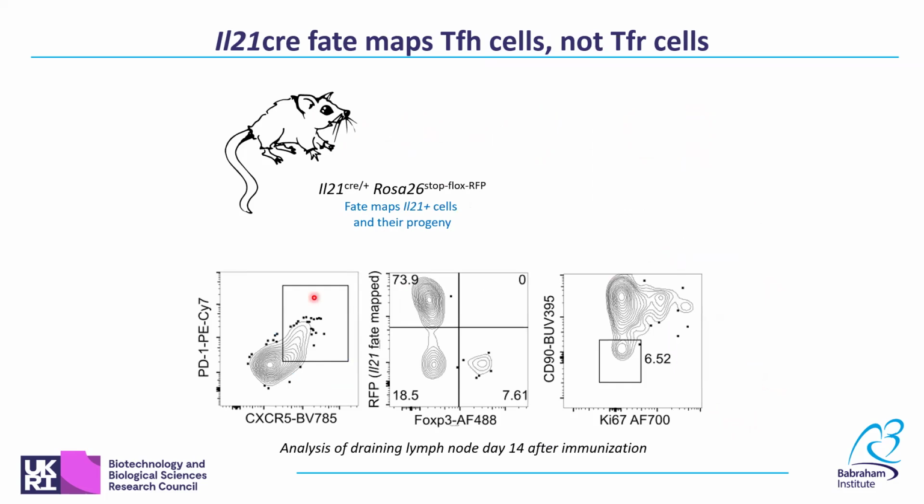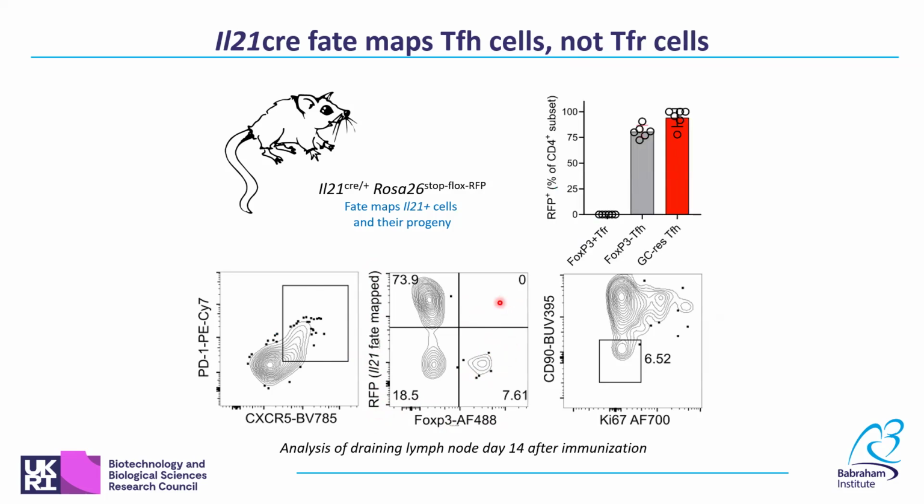And this is what we've done in this flow plot here. So we've made a slightly larger gate for our TFH cells. And then we've looked at FOXP3 expression relative to IL-21 fate mapping. And what you can see is that there is no co-localization. So it appeared that our IL-21 fate mapping was restricted just to our FOXP3 negative TFH cells and not the FOXP3 positive TFR cells.